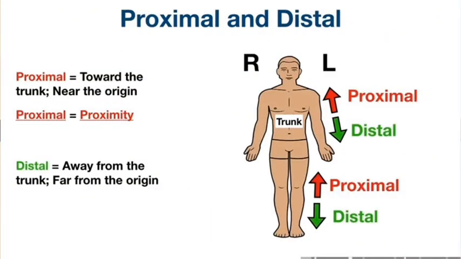Then we'll look at another directional term. We'll look at proximal and distal. Proximal means that it is towards the trunk. So this is the trunk, or your torso, or near the origin. So proximal simply means proximity. Then distal means it is away.